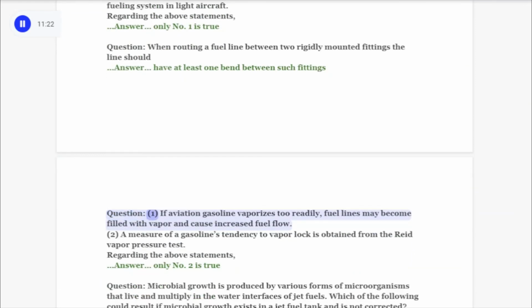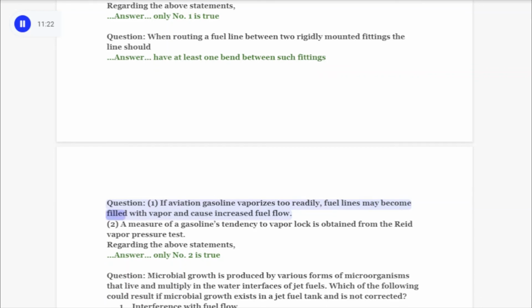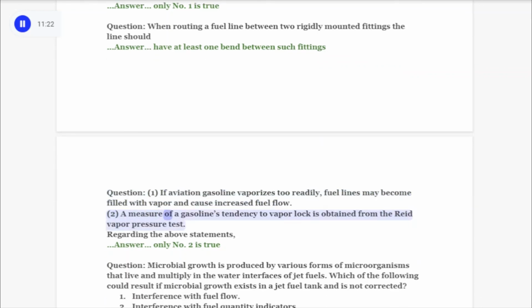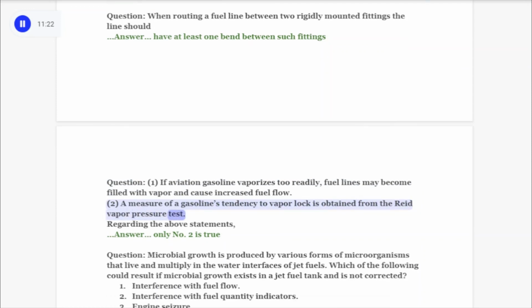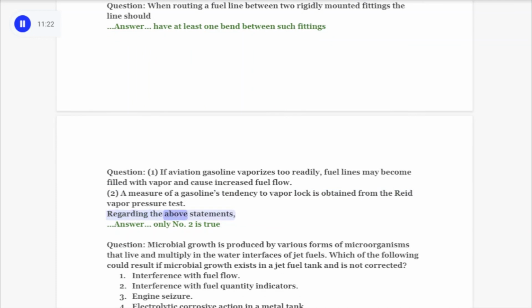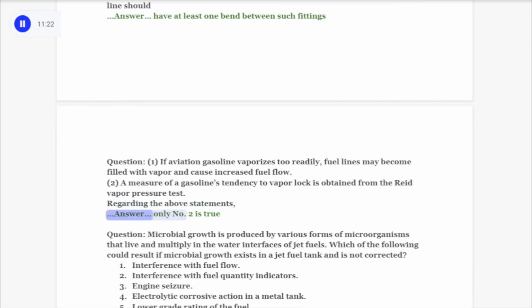Question: 1. If aviation gasoline vaporizes too readily, fuel lines may become filled with vapor and cause increased fuel flow. 2. A measure of a gasoline's tendency to vapor lock is obtained from the Reid vapor pressure test. Regarding the above statements. Answer: only number 2 is true.